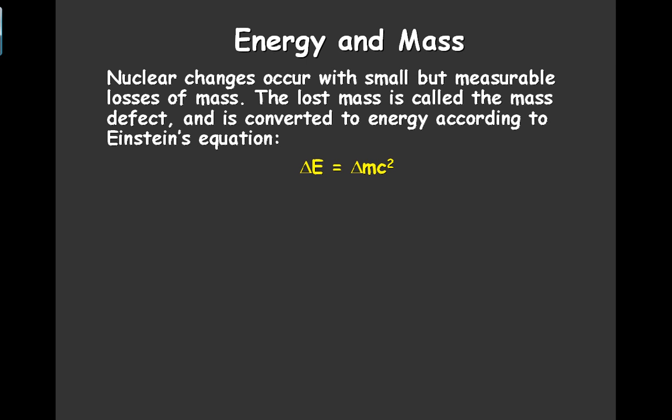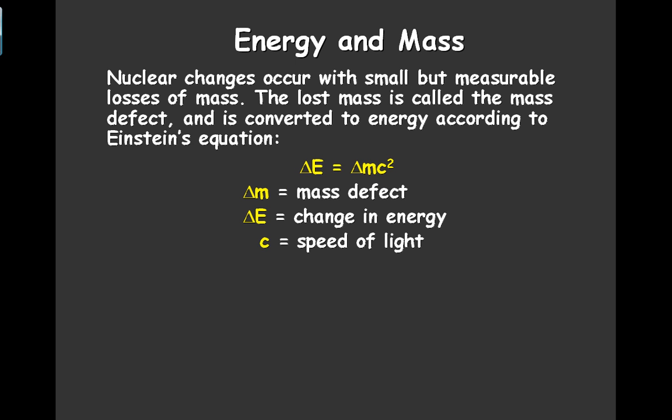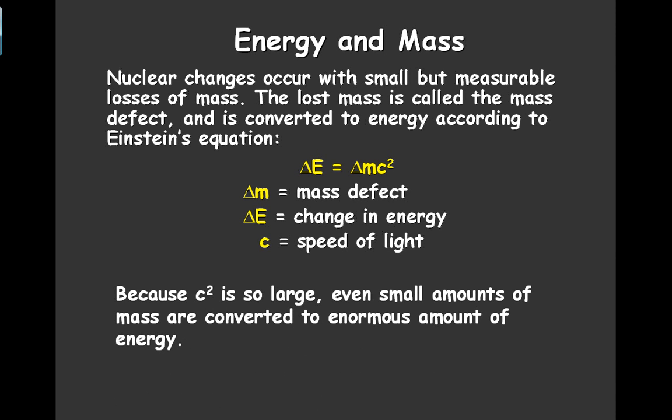Now, because of Einstein's famous E equals mc squared, we can actually take that small amount of mass, and because c, which is the speed of light, is a very large number, 3 times 10 to the 8th meters per second, and then you square it in E equals mc squared, you get a very, very small amount of mass translating into a huge amount of energy. So fission and fusion can both be used to produce energy.